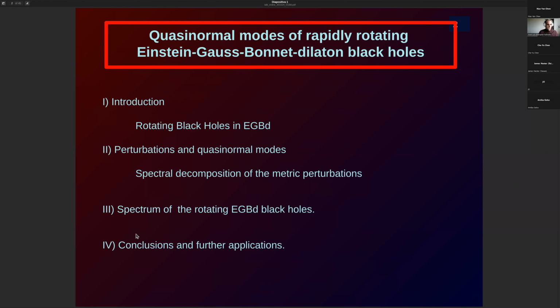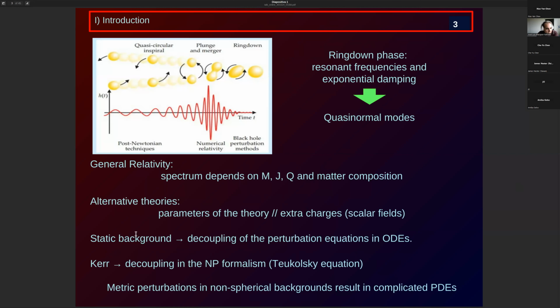Why do we want to study quasi-normal modes, right? Well, the general idea is to understand the gravitational waves emitted from the merger of compact objects, in this case of black holes. As you all know, the merger of black holes generates gravitational waves with this profile, and it can be understood in three different phases.